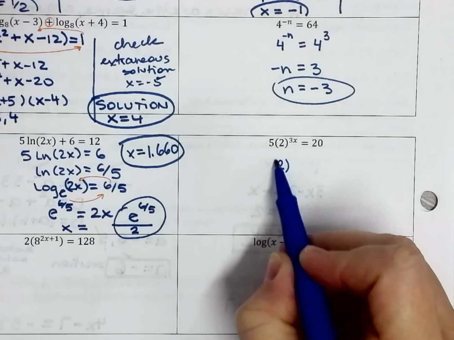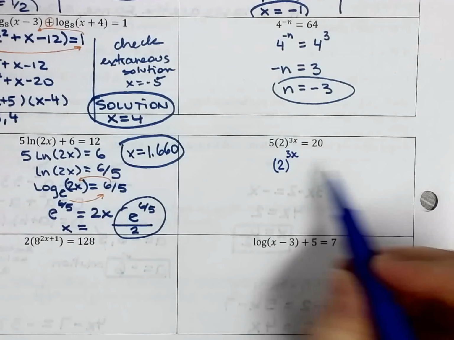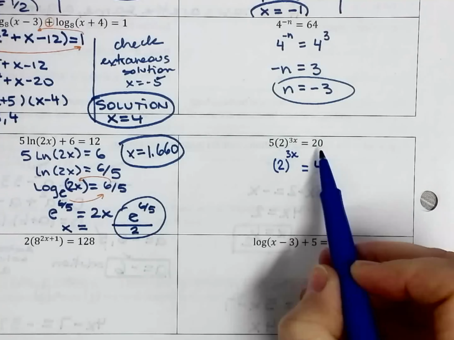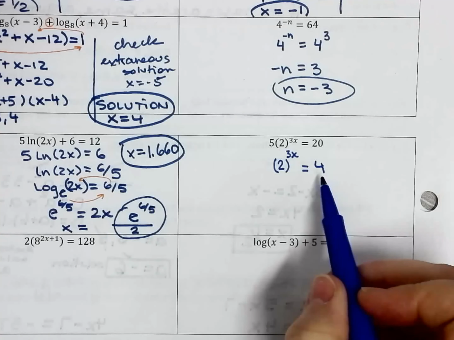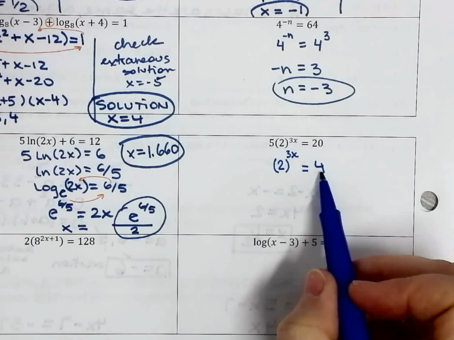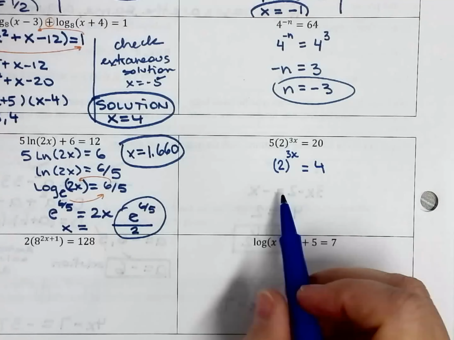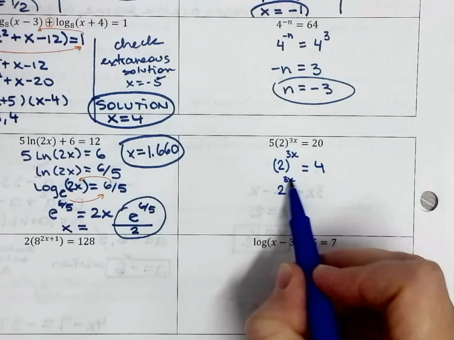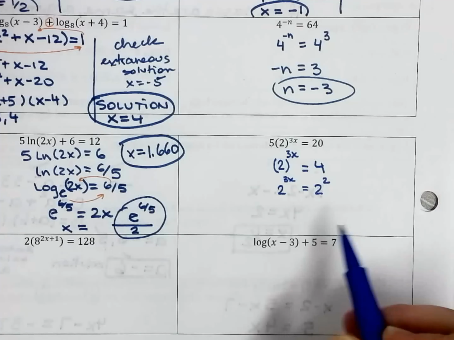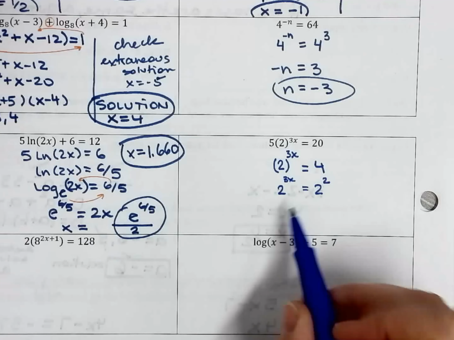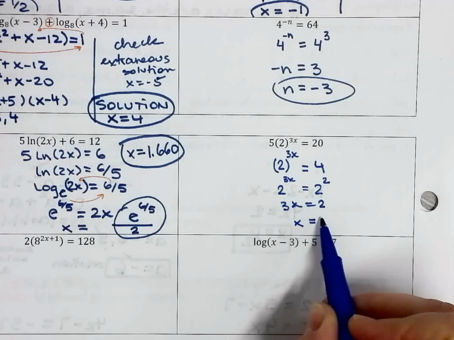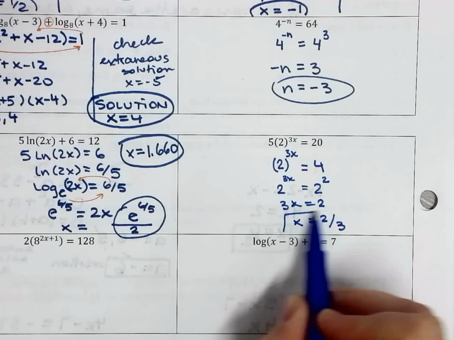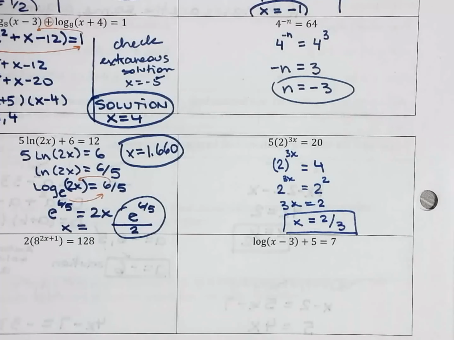So divide by 5 on both sides, I have 2 to the power of 3x equals 4, because 20 divided by 5 is 4. Okay, now I'm going to rewrite this 4 with base 2. So because I know 2 squared is 4, 2 to the power of 3x equals 2 squared. So now that the bases are the same, the exponents are the same. So 3x equals 2. Divide both sides by 3, I get x equals 2/3.